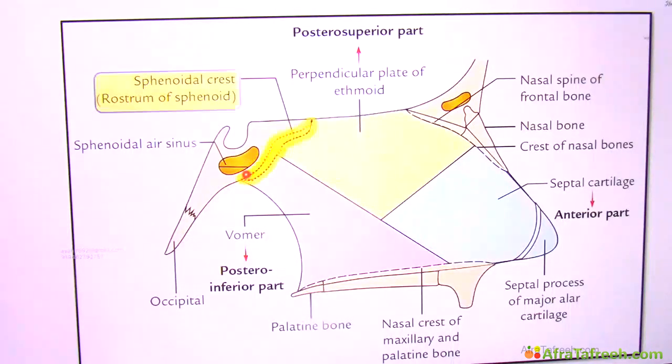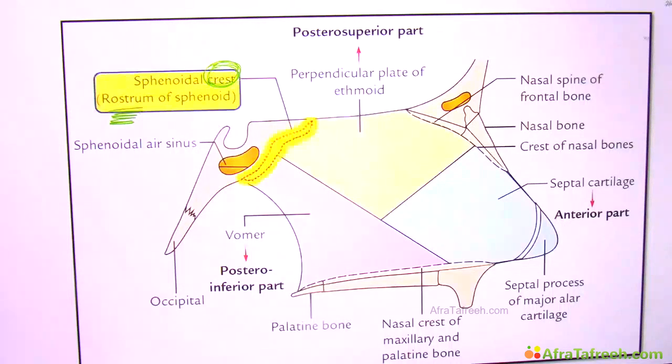And then it is the crest of the sphenoid at the roof of the nasal cavity. This is the crest of the sphenoid. Oh, one more bone giving a crest. Yes, the sphenoid, at the roof of the nasal cavity. I think it is called the rostrum of the sphenoid. You can say rostrum of sphenoid or crest of sphenoid, it doesn't matter.